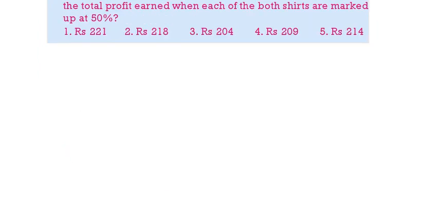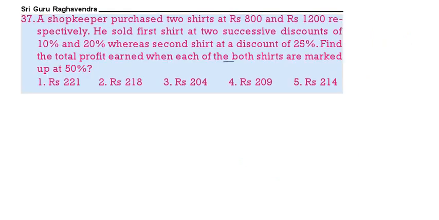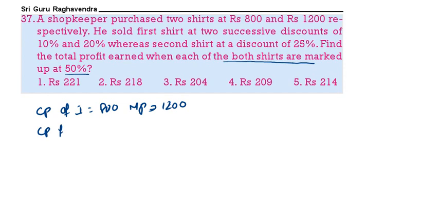Next one. A shopkeeper purchased 2 shirts, one at 800 and other at 1200. He sold the first shirt at 2 successive discounts of 10% and 20%, second at 25%. What is the total profit when he marked both up to 50%? So the cost price of first one is 800. Mark price 50% above means 800 plus 400, that is 1200. The cost price of the second one is 1200. Markup price will be equal to 1800.